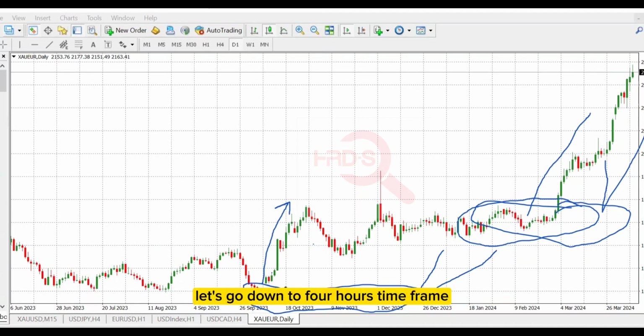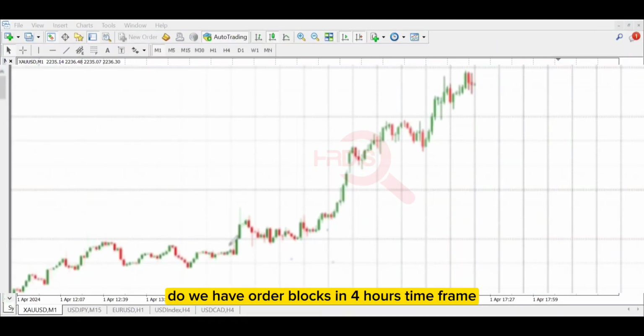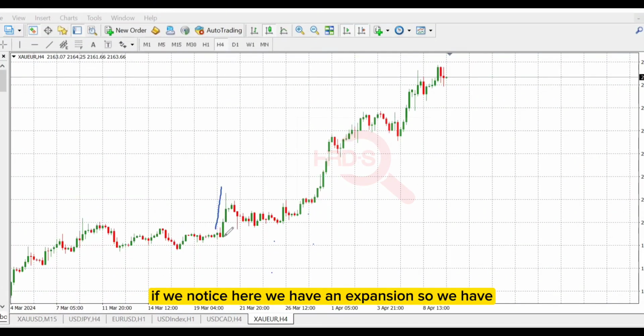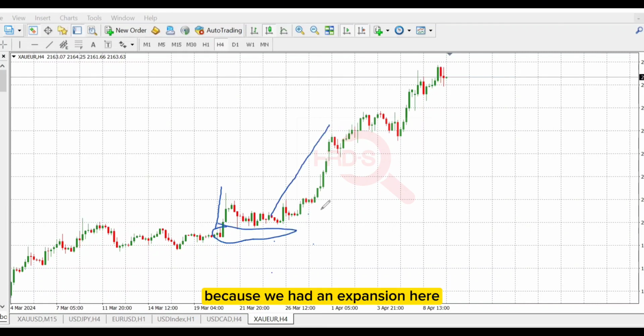Okay, so let's go down to 4 hours time frame. Do we have other blocks in 4 hours time frame? Yes, there are other blocks in all time frames. So that is why you can use the same strategy as a day trader or swing trader or position trader, all you need is to align that strategy to your time frame of interest. Okay, so if we notice here, we have an expansion, so we have another block here, we have another block here because we had an expansion here. So every big move is the handwriting of the big institutions.